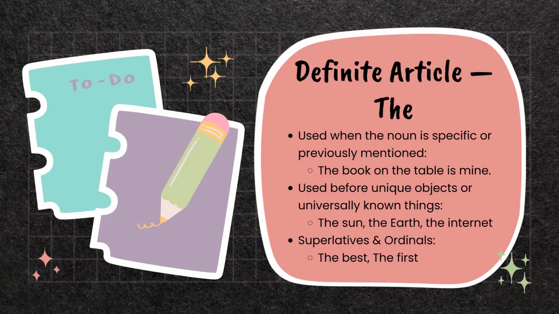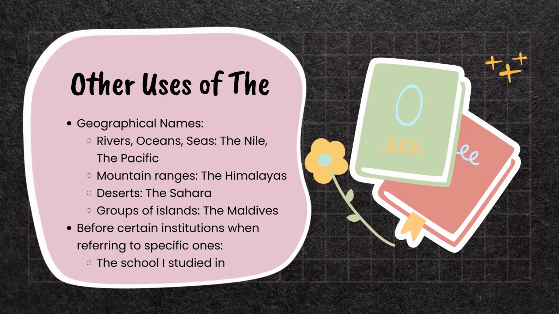Now moving on to the definite article the. We use the when we are talking about something specific or something that's already known. For example, the book on the table is mine. Here, you know exactly which book I mean. We also use the for unique things like the sun, the earth, or the internet. Whenever you are referring to the only one of its kind, we use the. We also use the before superlatives and ordinals. The best student or the first prize. It signals that you are speaking of something unique or specific. There are certain other uses of the article.